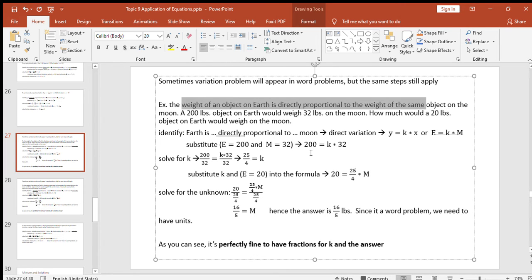So it's going to be y is equal to k times x. In this case, I kind of like specializing the formula to fit the problem. So instead of y, I put E, which stands for Earth, k is still the constant, and M instead of x to stand for the moon.